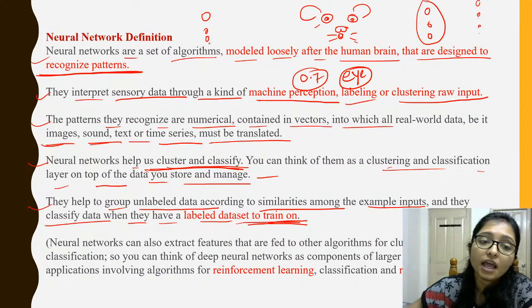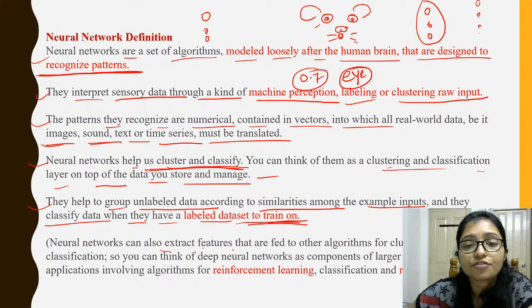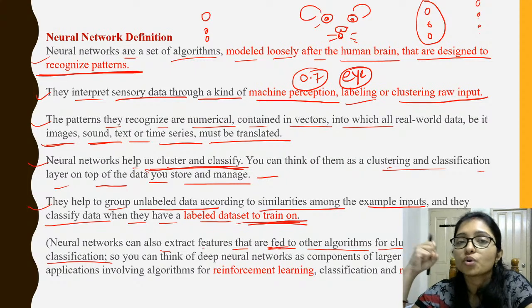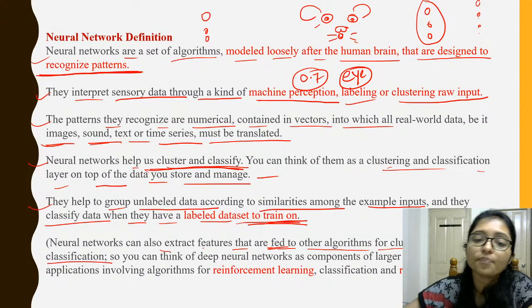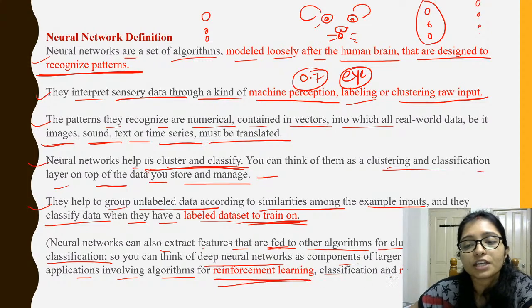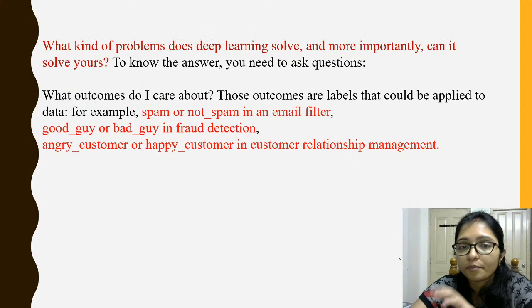Okay. And a neural network can also extract features that are fed to other algorithms for clustering and classification. So we put this neural network into another algorithm. Deep learning, deep neural networks are components of larger machine learning, where we apply the neural network and involve algorithms for reinforcement learning and classification or regression. Okay. So the main idea of neural network is clear.